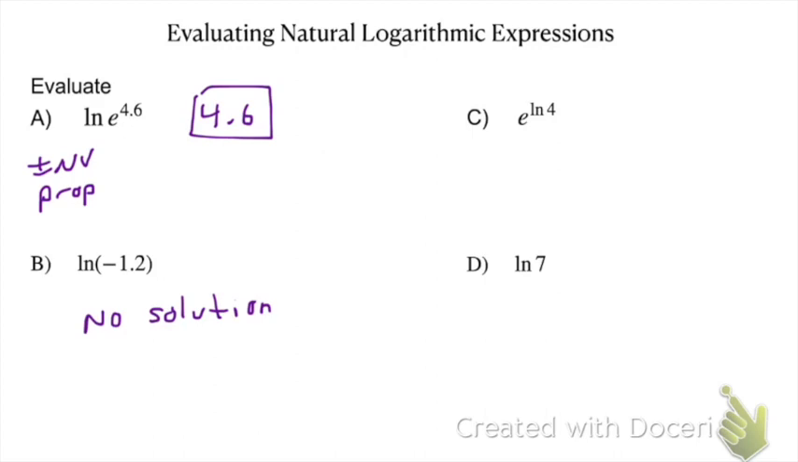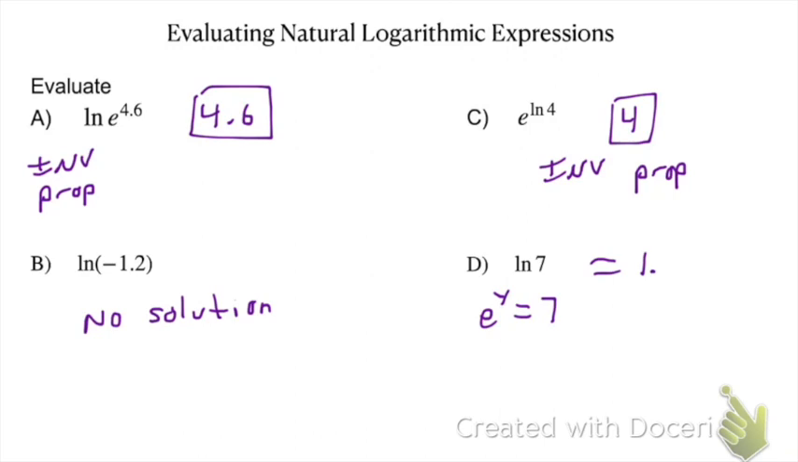Then we have e to the ln of 4. Again, this is one of our inverse properties. We get back 4, because we're taking e to the ln of 4, so that comes back as 4. Then the ln of 7. There is no nice way to do this. You look at it, and e to some exponent has to equal 7. There is nothing nice, so you end up using your calculator, and you get 1.946. This is how we do natural logs.